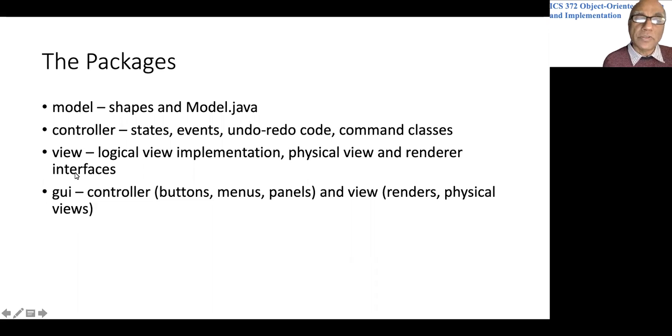The packages themselves are divided into sub-packages, and some of them contain Java files, but there could be sub-packages. Like model contains a shape sub-package and model.java. Controller contains states, events, and command packages. And then there is an undo manager here. There is an interface, etc. You can explore the project to see the exact division. The view contains relatively few elements. It just contains an implementation for the logical view and a couple of interfaces.